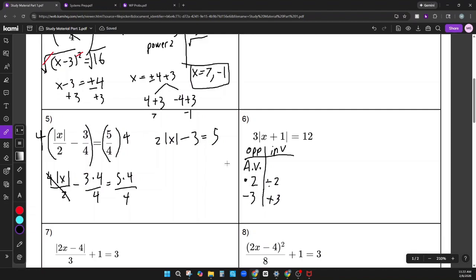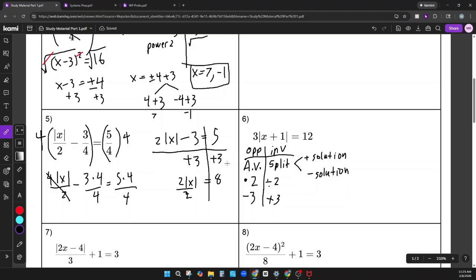My absolute value is a little bit unique in that it doesn't have a direct inverse operation, but we do have a strategy to deal with it, and that is by splitting my equation into both a positive solution and negative solution. And that's going to look a little bit different for every type of problem that you go through. But in this particular problem, we're going to do plus 3 and plus 3. This is going to be 2, absolute value of x is equal to 8. I'm going to divide by 2, divide by 2. I have absolute value of x is equal to 4.